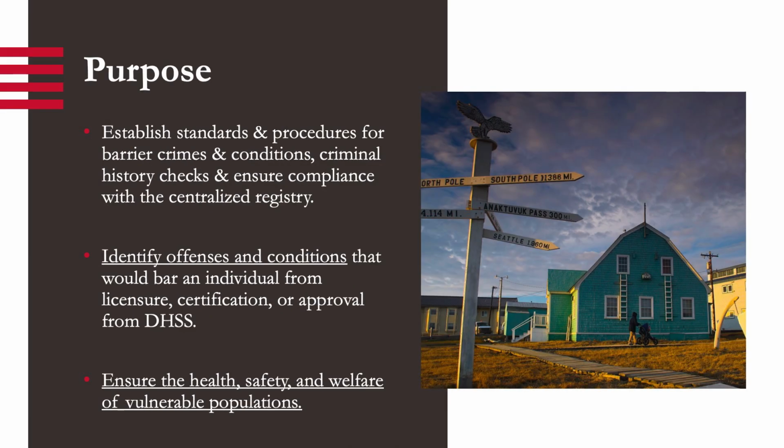Purpose. The purpose of the variance program is to establish standards and procedures for barrier crimes and conditions, criminal history checks, and ensure compliance with the centralized registry. The background check program identifies certain criminal and civil offenses and conditions that would bar an individual from licensure, certification, or approval from DHSS. Lastly, the most important purpose of the program and compliance is to ensure that the health, safety, and welfare of vulnerable populations will be protected.